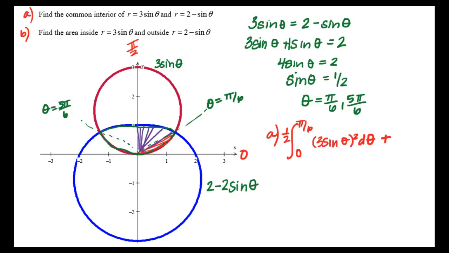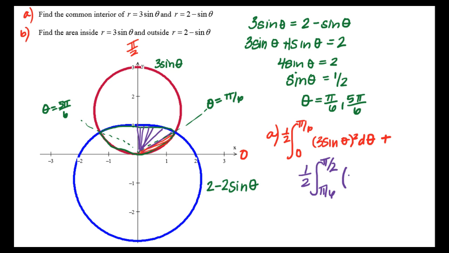But because I know there's this symmetry that's happening here, what I'm ultimately going to do is multiply this whole setup by 2. So I'm going to go from pi over 6 on this next integral, so 1/2 the integral from pi over 6 to pi over 2 of now this blue function.